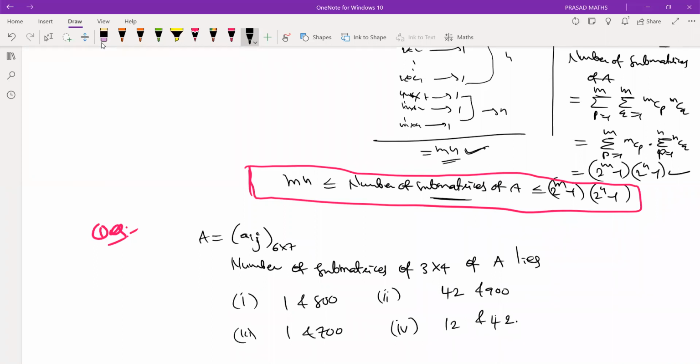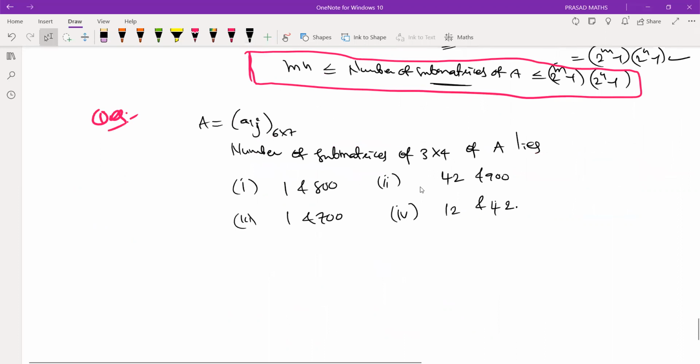Tell me. The number of submatrices of order 3 by 4. What I require is 3 by 4. Here there are only two options. Look at the lower bound, look at the upper bound. Tell me the option. Okay, I'll see what is the answer.